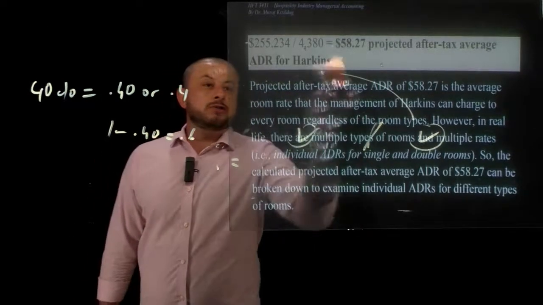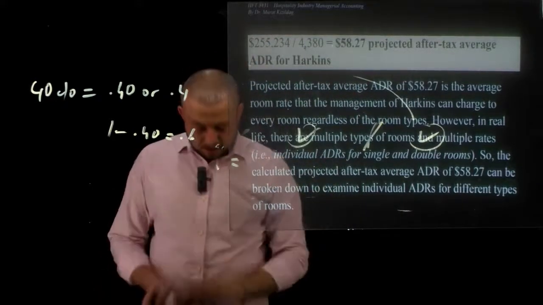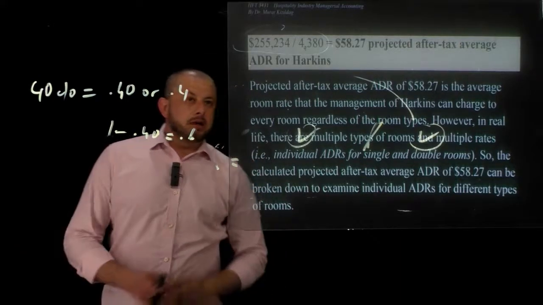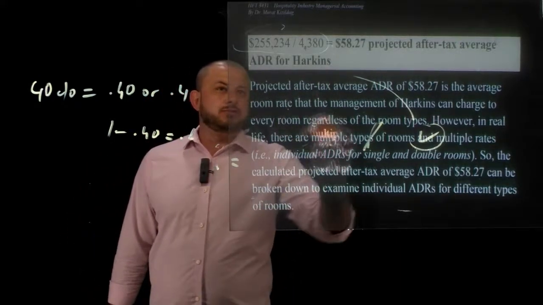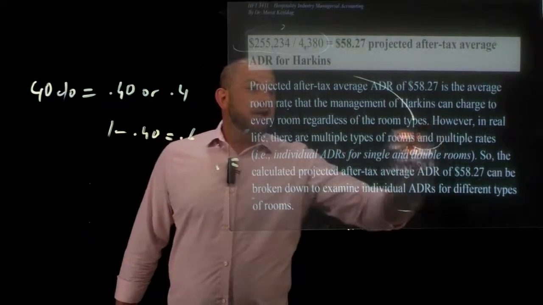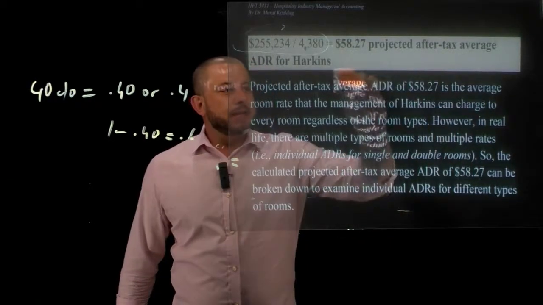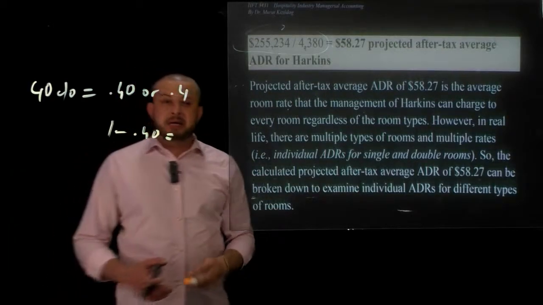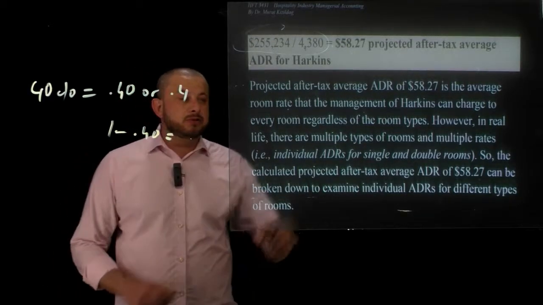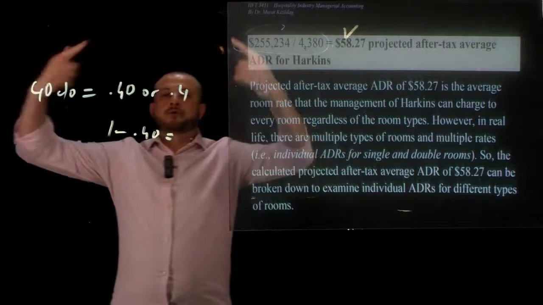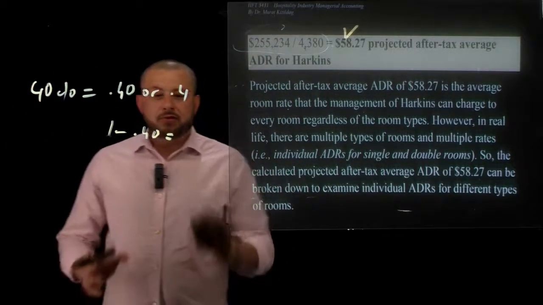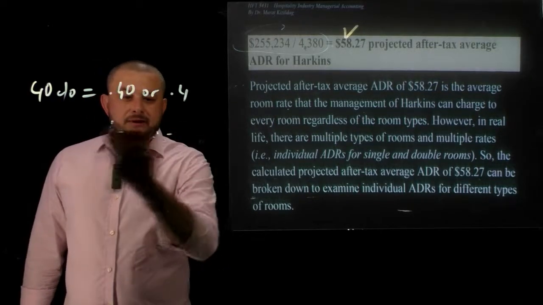When I do the division, which is 255,234 over 4,380, $58.27 becomes the projected after-tax average ADR for the entire rooms overall. Look, there is no breakdown for the hotel, I mean for different types of rooms yet. We're going to get into this.